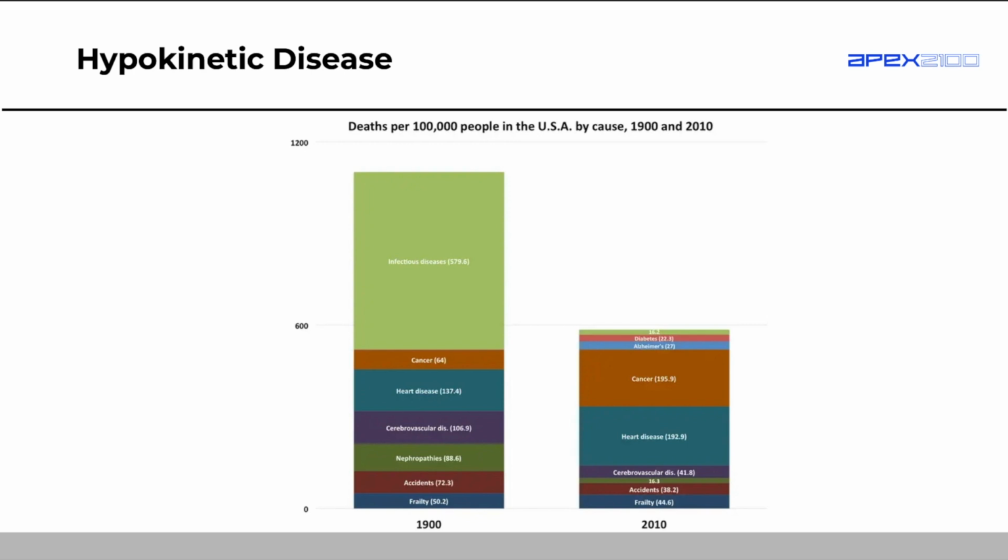So hypokinetic disease, something interesting here is we're comparing the deaths and the cause of death of people in 1900 versus in 2010. So in earlier days in the 1900s, the main cause of death was infectious diseases. You can see there in the big green. But today, death is mainly caused due to these hypokinetic diseases, these lifestyle diseases.